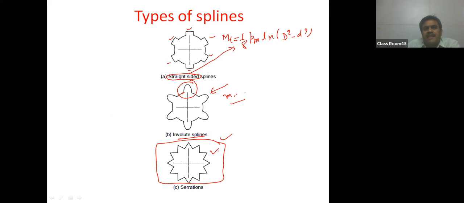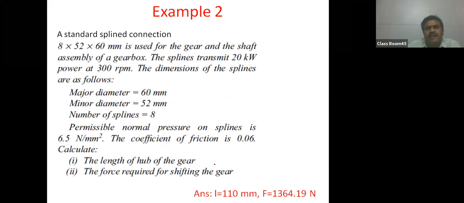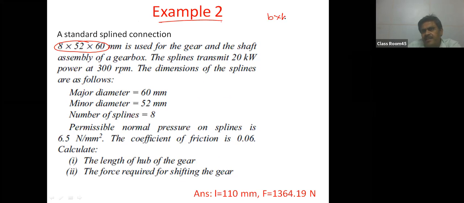Three types of splines are there: straight-sided, involute profile, and serrations. Okay. Now we will solve a numerical on that to understand the concept of splines. So splines are designated in this way, just like we designated general keys as B by H by L, having width, thickness and length.